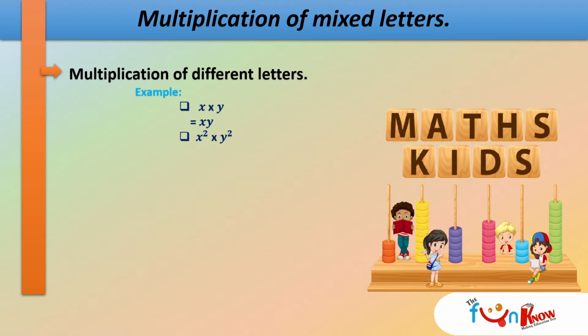X square into y square. There are two different terms, we cannot add them. So what we will be writing is x square y square. This is how we are going to write. X cube into y raised to 5. What we are going to write is x cube y raised to 5.